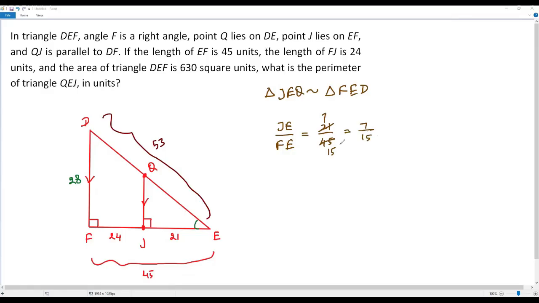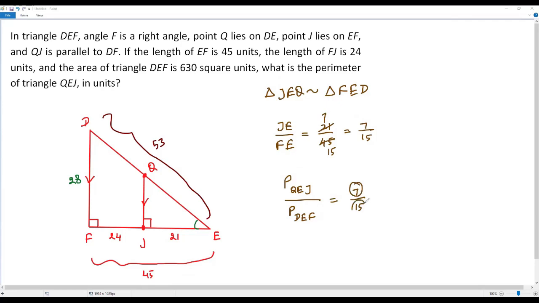Okay, here I got the ratio of the lengths of the corresponding sides of these two similar triangles, and that is 7 over 15. In whatever ratio we have the lengths of the corresponding sides, in the same ratio we'll have the perimeters of these two triangles. Okay, now let me write the perimeter of the smaller triangle JEQ, or it can also be written as QEJ. Let me write over here. And the perimeter of the bigger right triangle, that is DEF. Okay, so here the perimeters will be in the same ratio, that is 7 over 15.